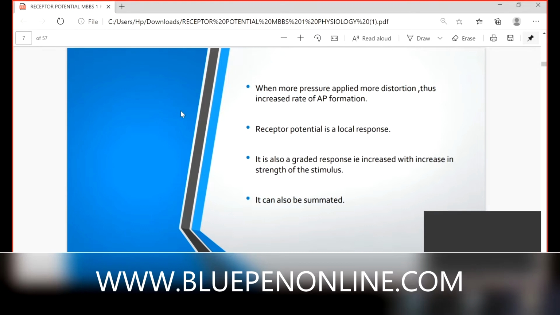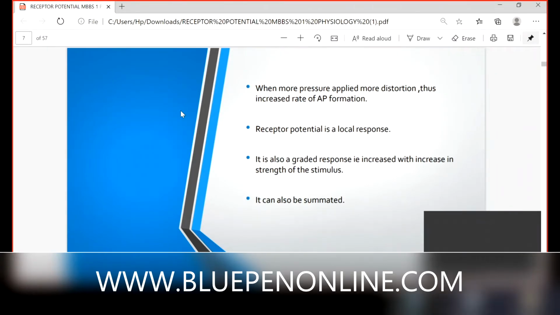Now, this receptor potential is actually a local response. That is, it occurs locally, where the pressure is applied or where the nerve ending is. Now, it is a graded response. That is, it will increase with the increase in the strength of stimulus. If we increase the stimulus, then the action potential produced will increase. Similarly, it can also be summated. That is, a few of the receptors join together to produce a higher effect.